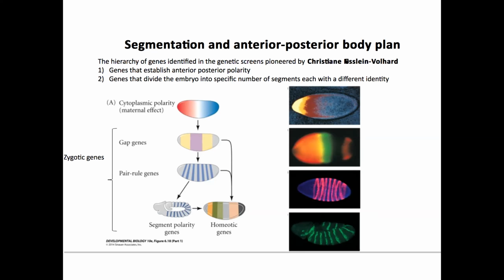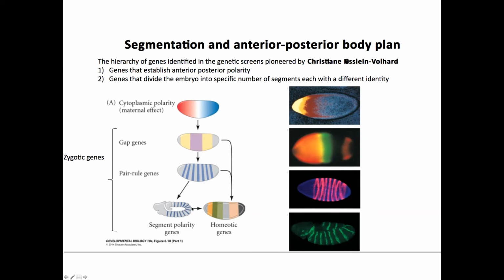So there is something that is very striking about the series. Essentially, it is 4 steps from a gradient to the gradient being read into and dividing the embryo into broad stripes of maybe 5 broad stripes. Those 5 broad stripes are further divided into 14 different segments. Then those 14 different segments each get their own anterior and posterior polarity. So each segment gets an anterior and a posterior polarity.